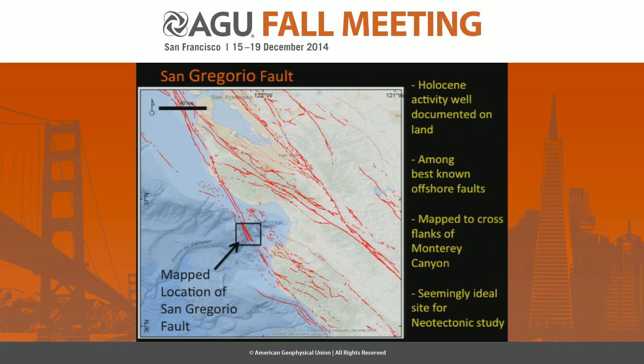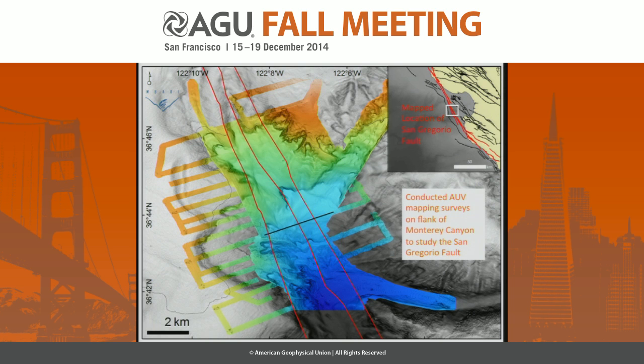It can be traced from land along the shelf, and its position gets fuzzier as you get near Monterey Bay. But it is one of the best known offshore faults, and it is mapped across the flanks of Monterey Canyon. We set out to study this because it's a seemingly ideal site for a neotectonic survey using the techniques that we've got. And we've had no problem finding faults elsewhere.